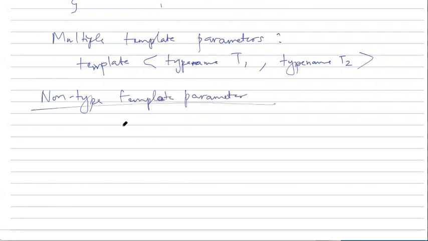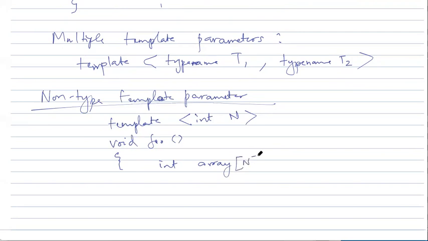So a non-type template parameter would look like this: template, and here it is referring to int n, where you're doing void foo, and here you are saying int array of n elements. Okay.